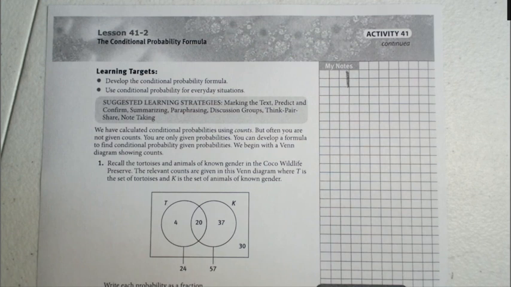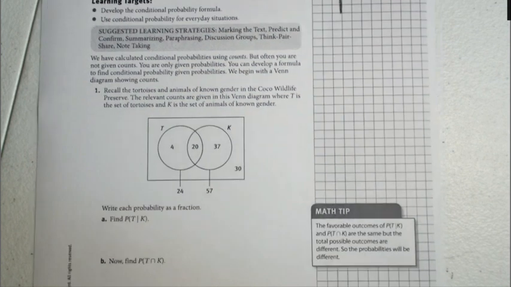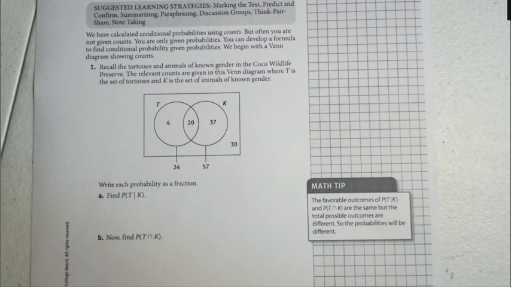Recall the tortoises and animals of known gender in the Coco Wildlife Preserve. The relevant counts are given in this Venn diagram, where T is the set of tortoises and K is the set of animals of known gender. Write each probability as a fraction. Find the probability of T given K.